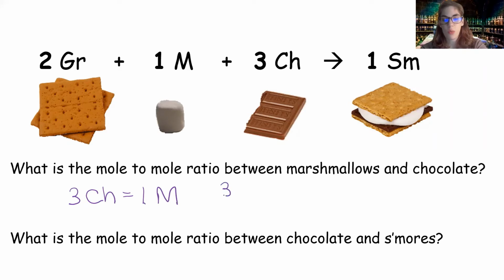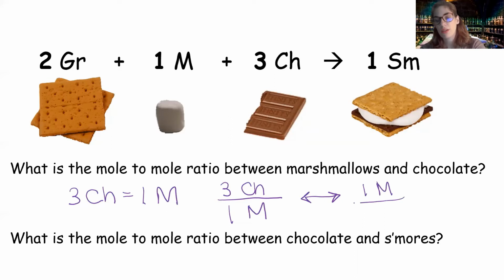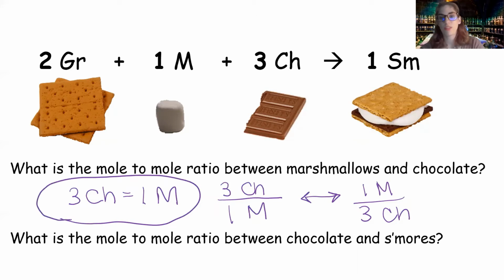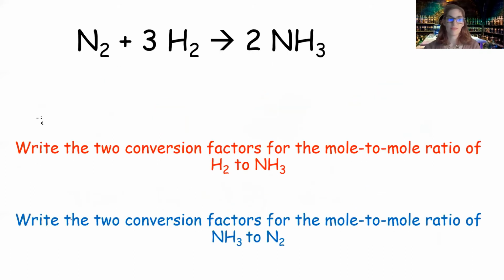I can write this out with 3 chocolates on top for every 1 marshmallow on the bottom, or I can flip it and I can write 1 marshmallow on top for every 3 chocolates. But either way, it is telling us that in order for one s'more to be made, I need to have 3 chocolates for every 1 marshmallow. Now let's take this same concept and apply it to a chemical equation.